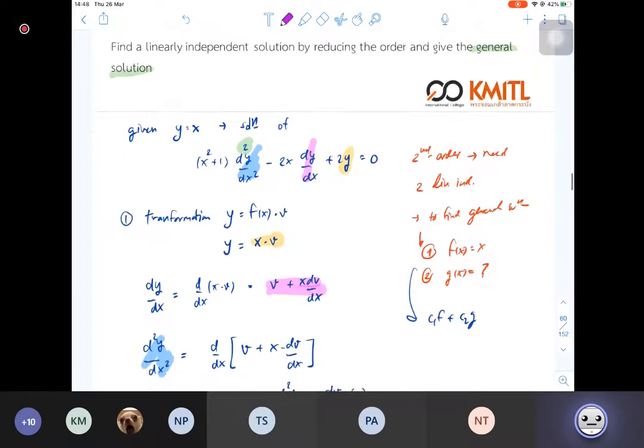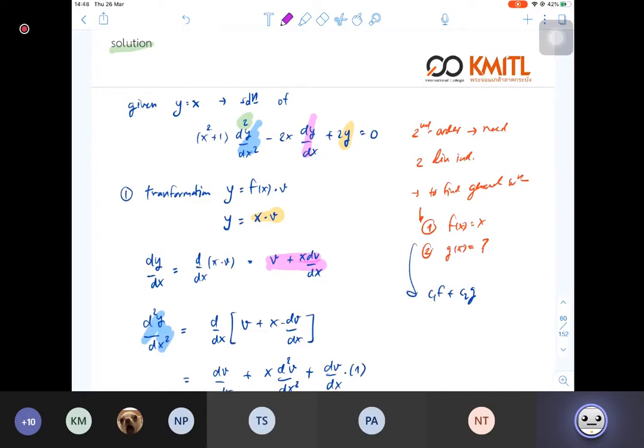So for this example, you are given the solution y equal to x. That would be the solution of x squared plus 1 times d squared y by dx squared minus 2x times dy by dx plus 2y equal to 0. This equation is second order, and you need two linearly independent solutions, right? If you have those linearly independent solutions, you can find a general solution. One of them is given, so f of x equal to x. You need to find another one, and then you can form the general solution.